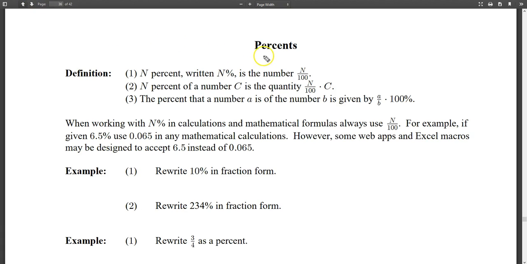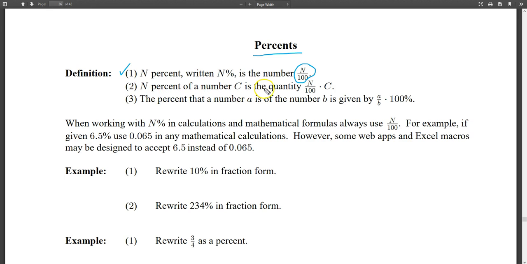Now let's review working with percents. So we have three definitions here. First, number one: n%, written with the percent symbol like that, which you've seen before, is the number n divided by 100. So this is the number that we normally work with in mathematical formulas. When that formula requires a percent, we really work with n over 100. We don't put the actual percent number in. We'll talk about that down here in a second.